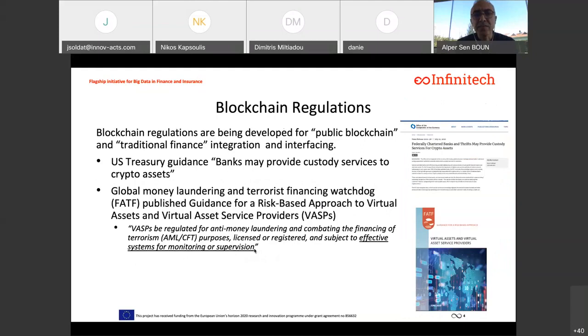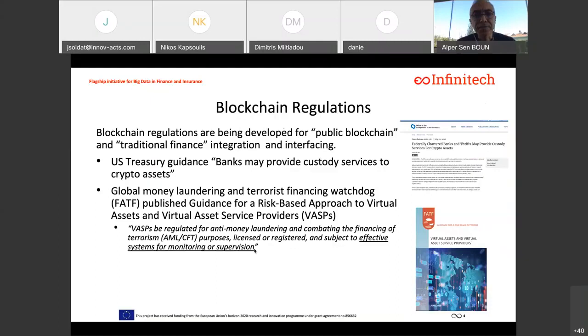Again, since we have a lot of interest in blockchain, several regulations are being rolled out, because public blockchain is interfacing with our traditional finance system. So we need some regulations, but these regulations are pretty new and they just started. So we need even more regulations. One of the regulations rolled out by the US Treasury was that banks can now provide custody service to crypto assets. So banks can be the service provider for stable coins, for example.